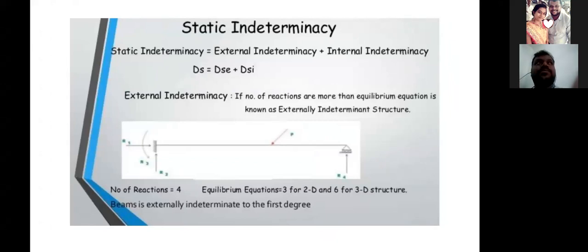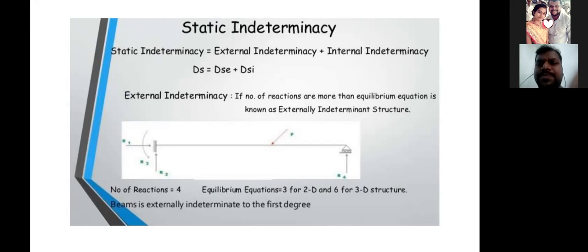We won't consider the temperature stresses while calculating the static indeterminacy. Static indeterminacy again has two types: static external indeterminacy (DSE) and static internal indeterminacy (DSI). Now, external indeterminacy: if the number of reactions is more than the equilibrium equations, the structure is known as an externally statically indeterminate structure.